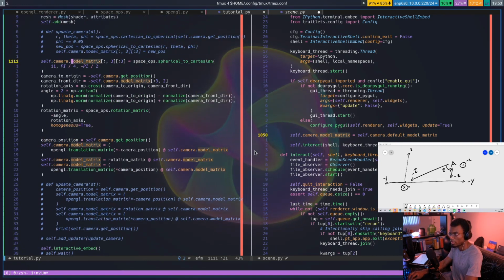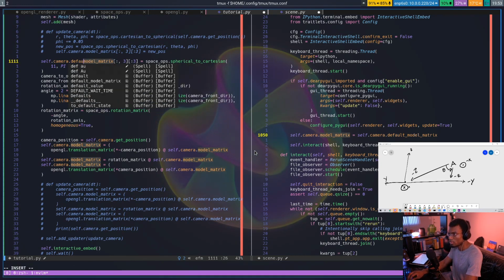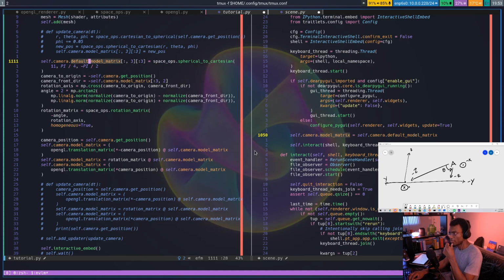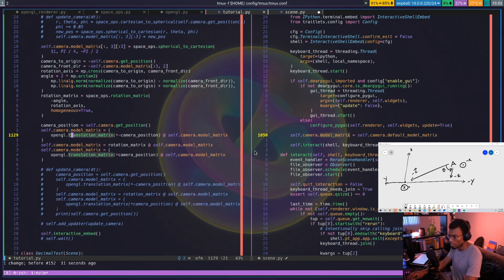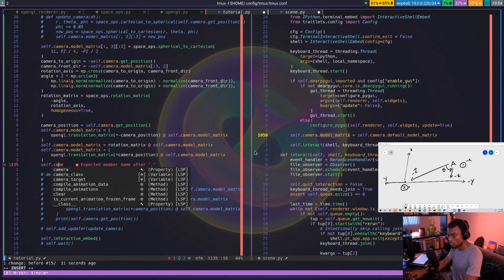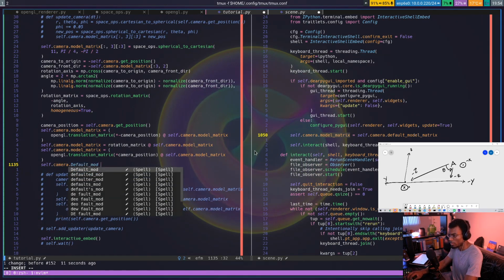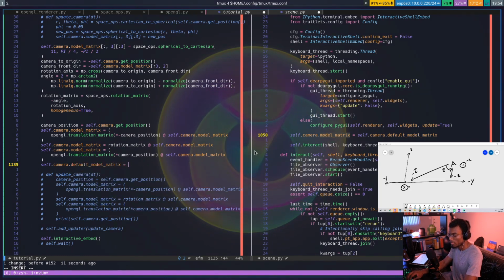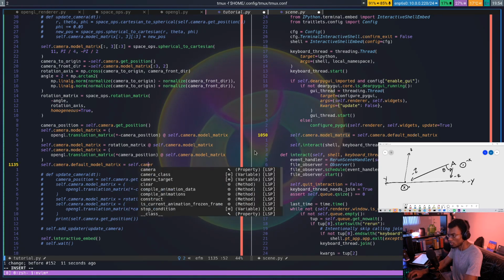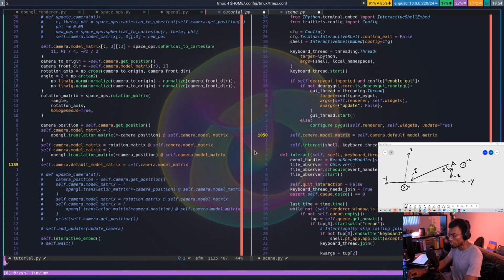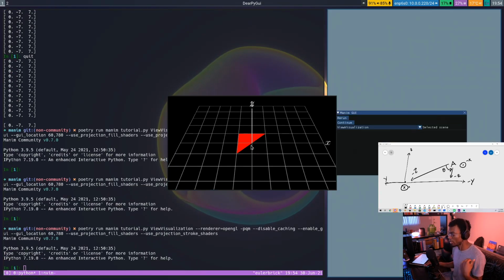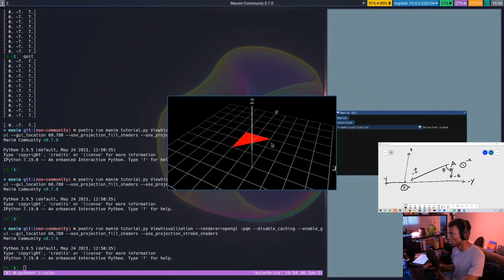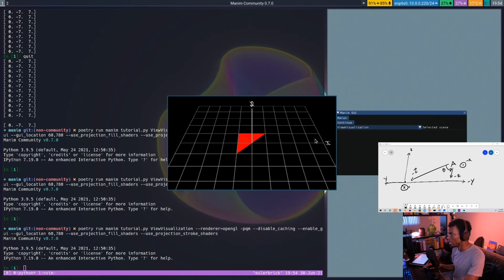Then I'll put self.camera.default model matrix equals this. Wait, let me just update the camera's model matrix. And here I'll do self.camera.default model matrix equals the model matrix. Great. Now I come back here. It's looking at the origin from those spherical coordinates. And when I press R, it comes back to that position.